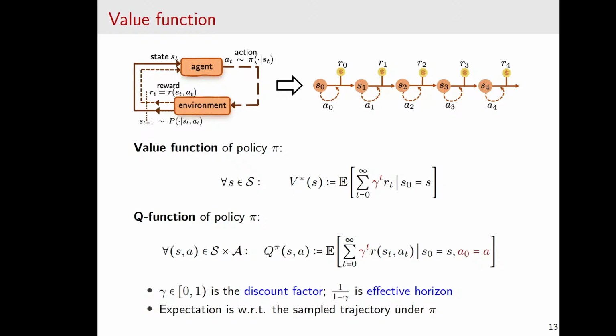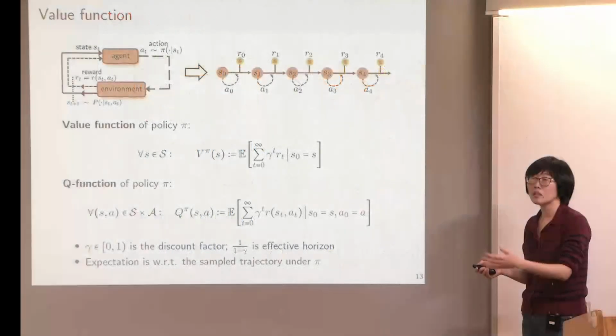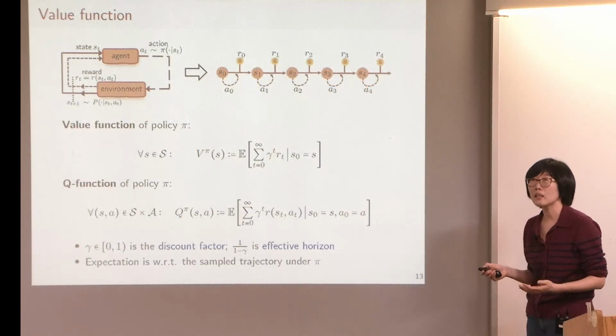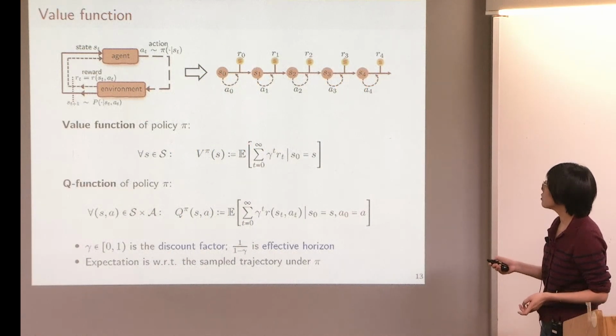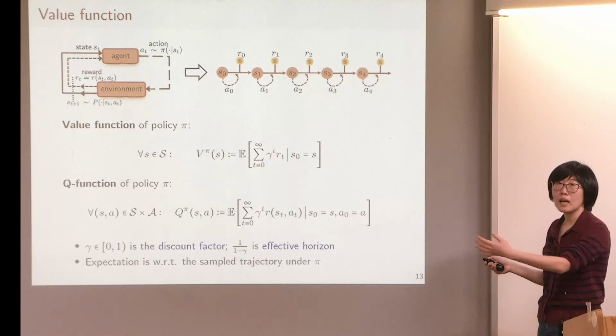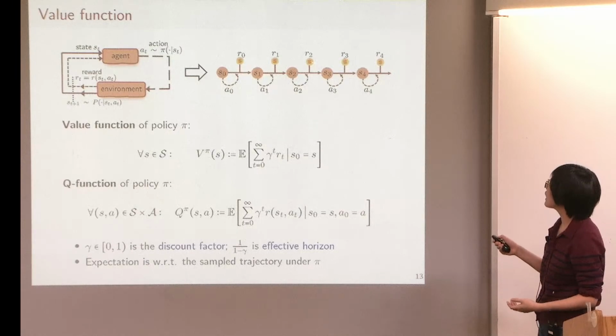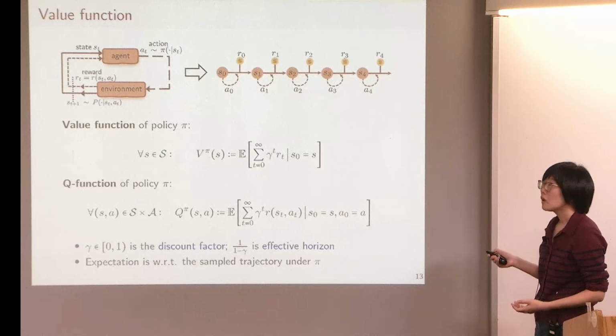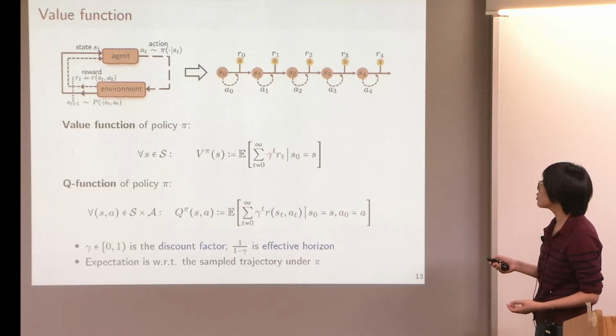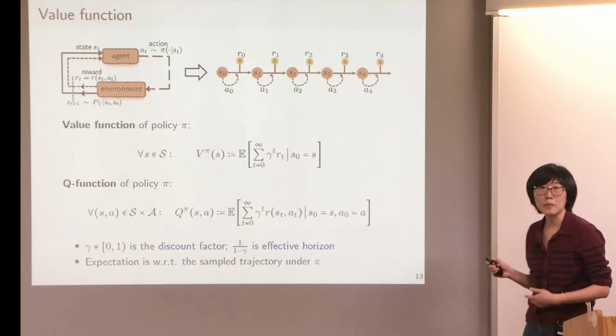So the value function of the policy in this kind of infinite horizon discounted setting is simply the expected discounted total sum of the rewards you collect along the trajectory, where future rewards are discounted by factors of gamma.